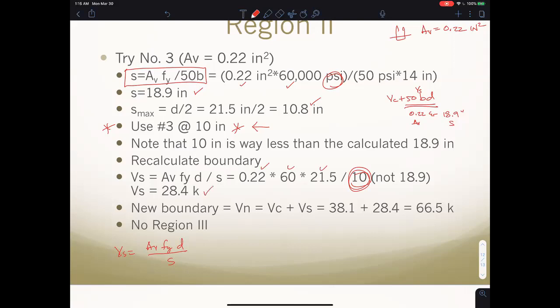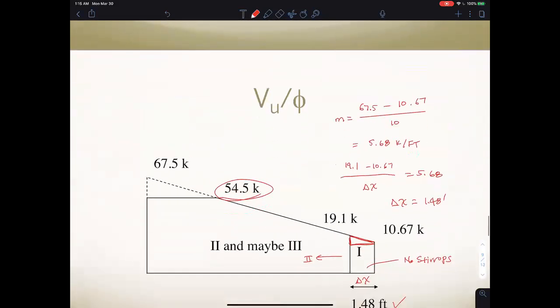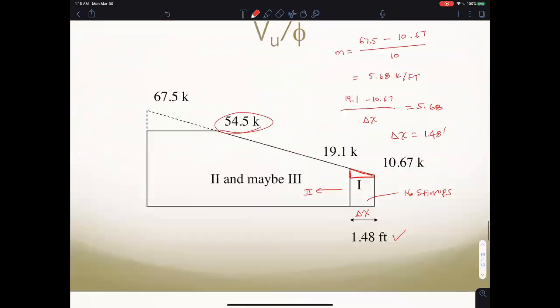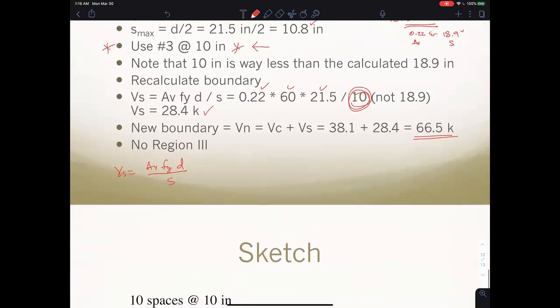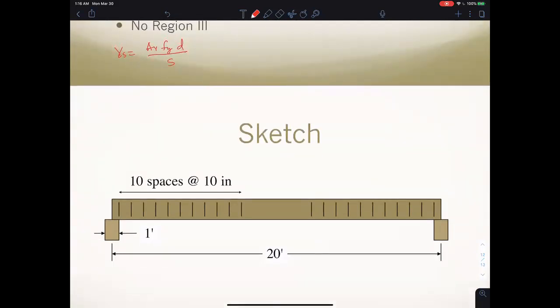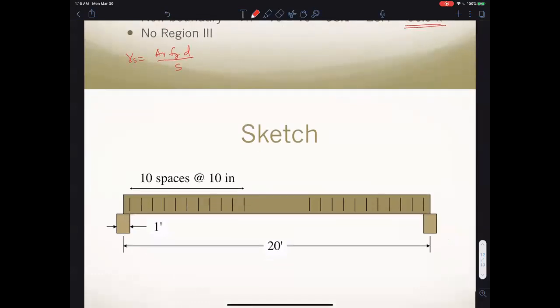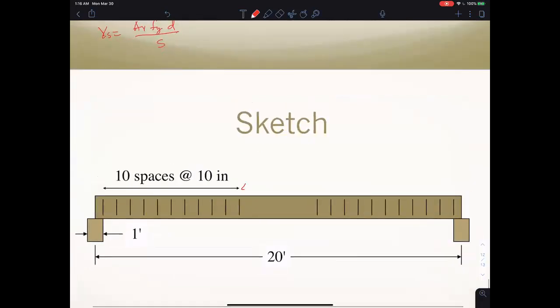So VS is 28.4, and the new boundary, when you use 10-inch spacing, you can use that all the way up to 66.5 kips. The maximum shear in our whole beam is 54.5. So that means you can use 10-inch spacing everywhere. Okay, and what we need to make sure is that when we do that, that this is the middle 3 feet. And so what I did, 10 spaces, how did I figure that out?